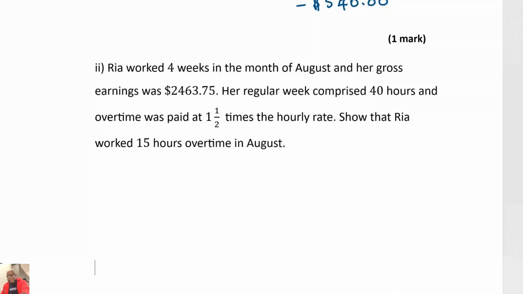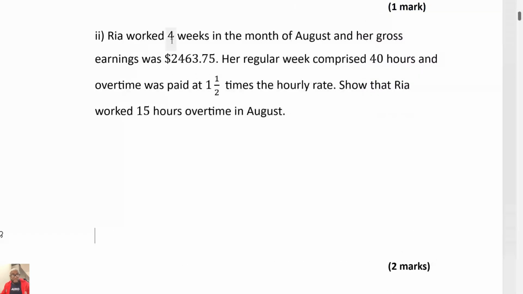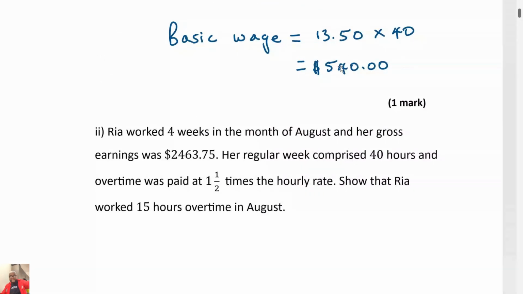All right, let me see what goes on here now. So Ria worked 4 weeks in the month of August. So basically her basic wage will be 4 multiplied by this up here. That'll be her basic wage, right? Because she worked for 4 weeks. And her gross earnings was this. So this is what she earned grossly.